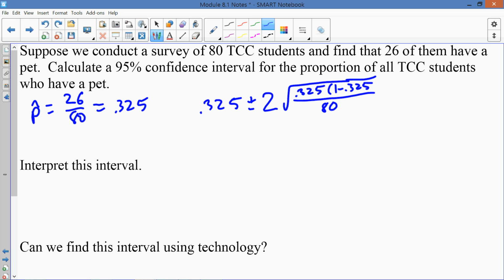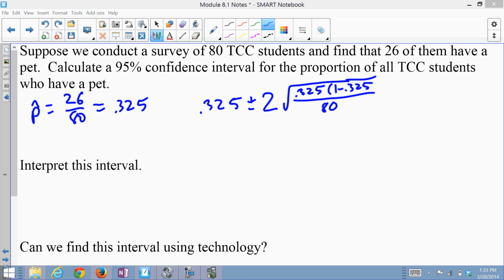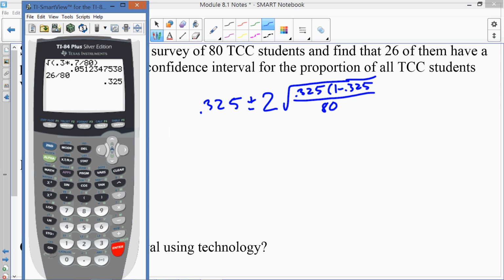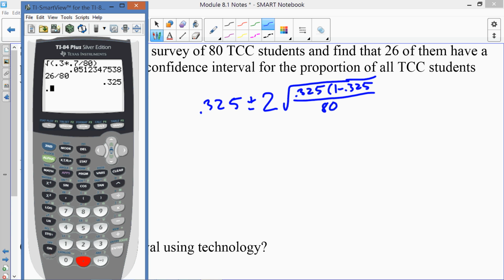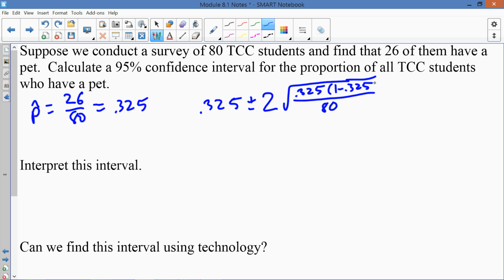Now the nice thing is with the calculator, I don't have to type all that in twice. I'm going to type in 0.325. I'll usually do the minus first. So I type minus 2 times, get my square root, second and the x squared key, 0.325, open parentheses, 1 minus 0.325, close parentheses, divided by 80, close the parentheses for the square root, and hit enter. So the lower end of my interval is about 22.0%. I forgot to close my parentheses back here.